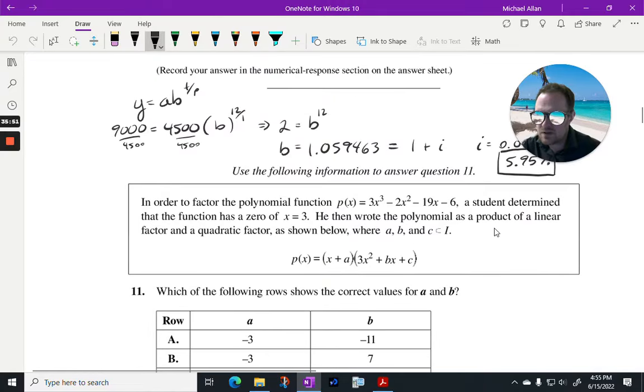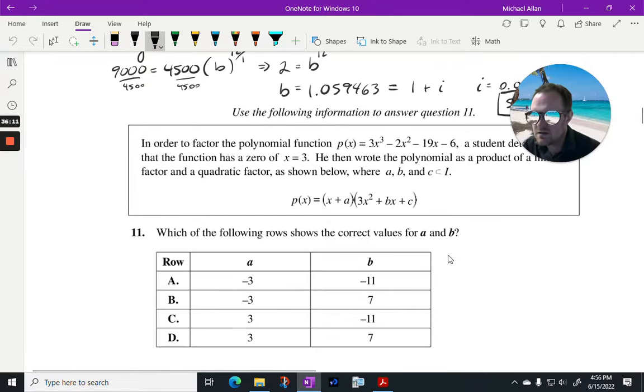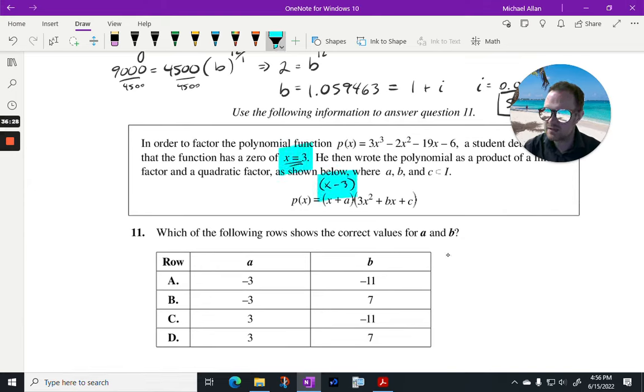In order to factor this polynomial, so you determine that potential 0 was 3. That's good, because remember our potential zeros could be plus or minus 1, 2, 3, and 6. Good potential zeros. He wrote that the polynomial has a product of a linear factor and a quadratic. So he did the synthetic division here, it looks like. He just wants to figure out what's the quotient going to be. Okay, so if my 0 is 3, I know that this is going to be x minus 3, right? That's what we know so far. So because of that, I know this. It's always the opposite. Our factors and zeros are switched.